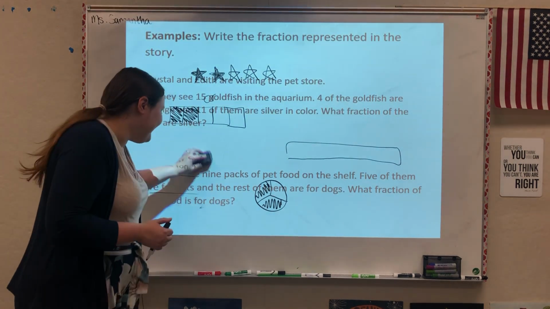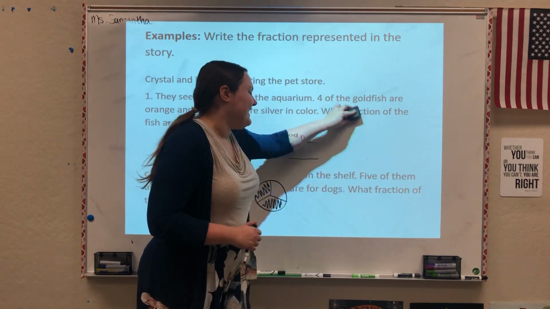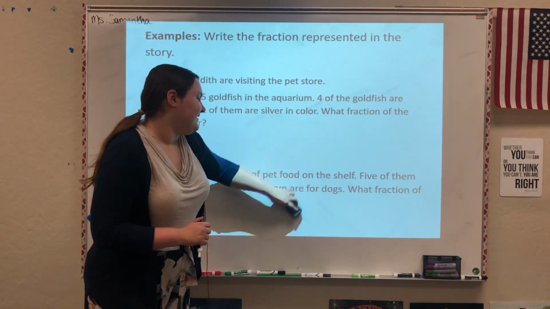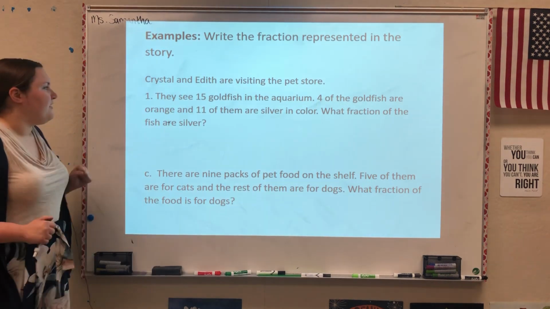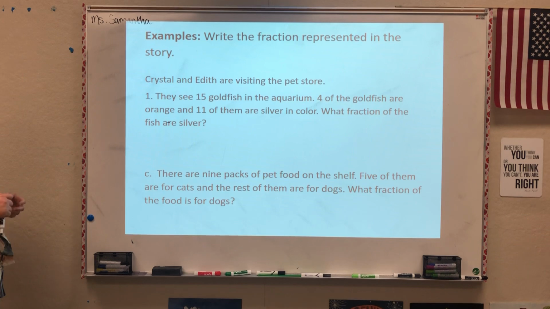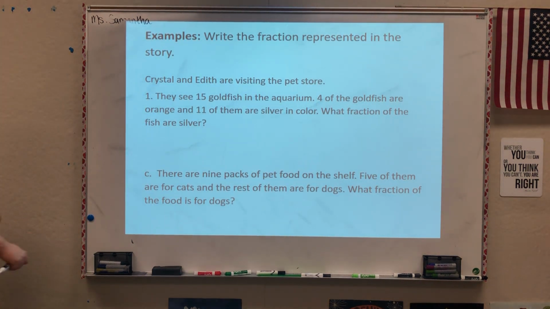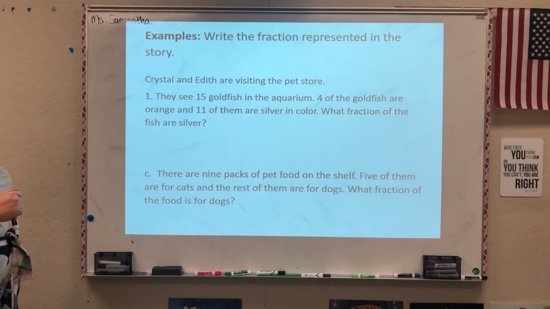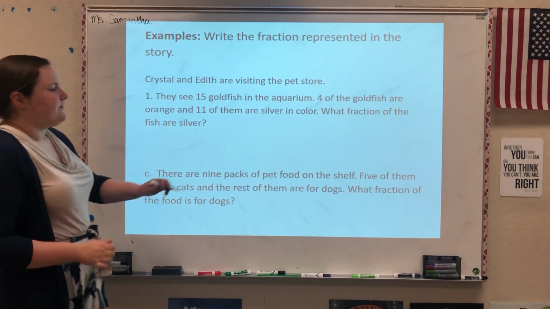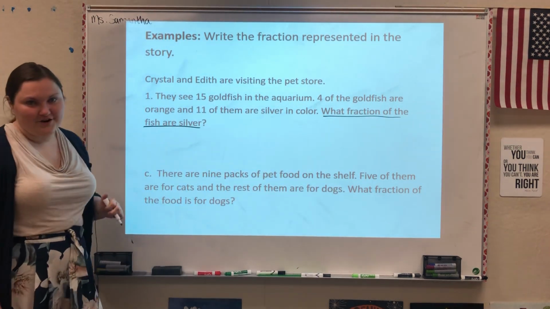Now the next part to go with writing fractions, representing fractions with pictures, is some fraction word problems. So we've got this first one to look at. They're all going to have to do with Crystal and Edith visiting the pet store. So the first one says, they see 15 goldfish in the aquarium. 4 of the goldfish are orange and 11 of them are silver in color. What fraction of the fish are silver? So we are trying to answer the question, what fraction of the fish are silver?